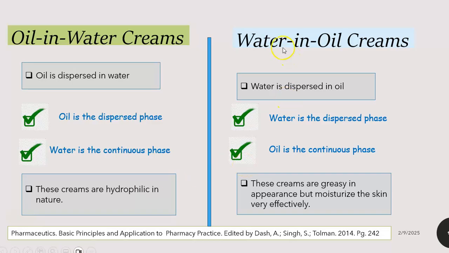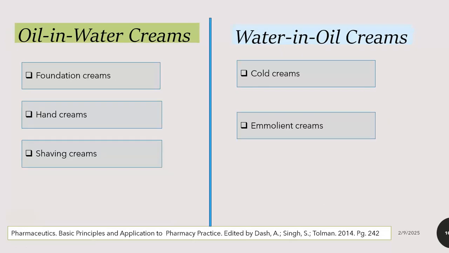The contrast is water in oil creams, where water is now dispersed in the oil or lipid phase, the fatty base. Because of that, these creams appear greasy. They allow the skin to look shiny and well moisturized, and that's their primary purpose. Examples of oil in water creams are those for your cosmetics, your foundation cream, hand creams, shaving cream, because you want them to be able to wash from the skin, right? Or not look too shiny. The water in oil creams, in contrast, are like your cold cream or emollient creams.